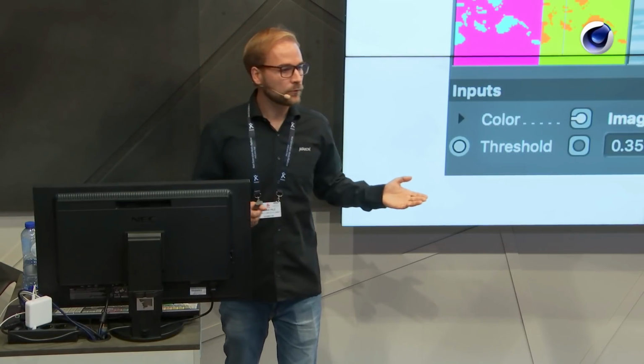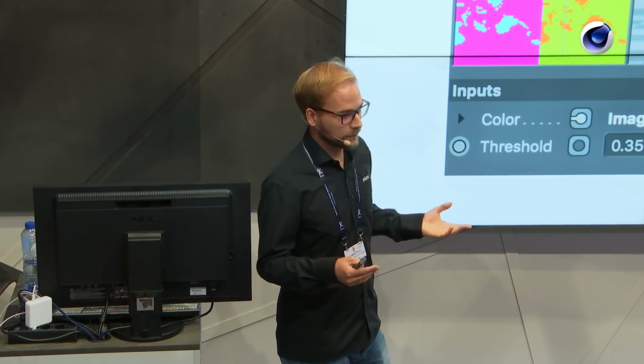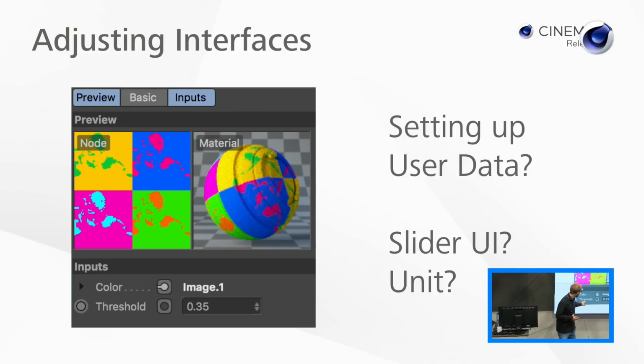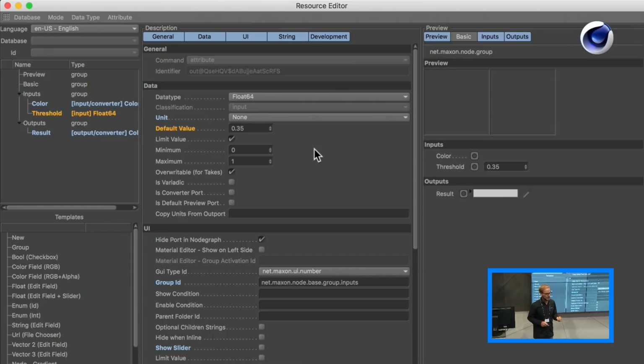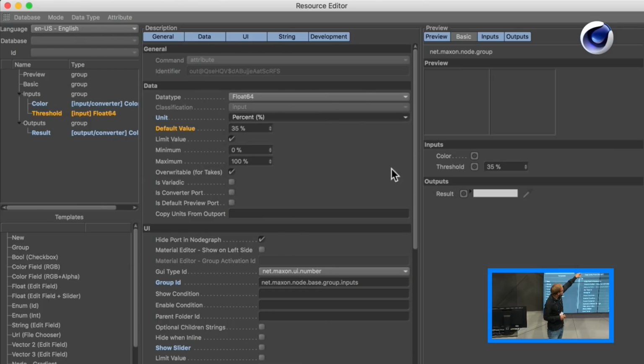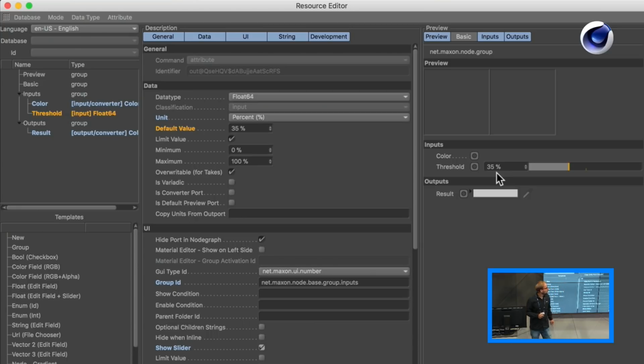Okay, if you want to create an interface yourself, for example, you want to adjust the threshold parameter, not to be a float value here, but you want this to be a percentage, and you also want to have a slider, you can go to the resource editor, which is also new, and just add all of these. Here in the data section, you can adjust the unit to be percentage values, and you can also go down to the UI section and check use slider, and then you've got your slider interface that you can use.